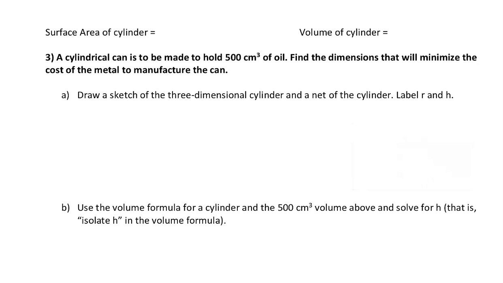So let's get started. A cylindrical can, a can that's a cylinder, is to be made to hold 500 cubic centimeters of oil. Find the dimensions that will minimize the cost of the metal to manufacture the can.